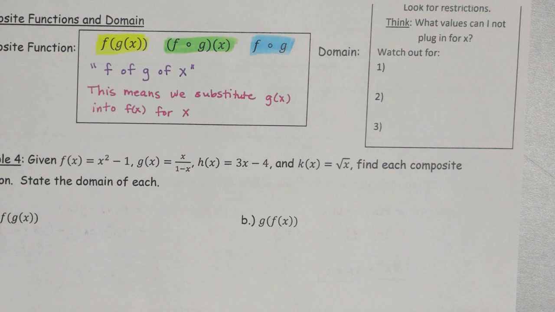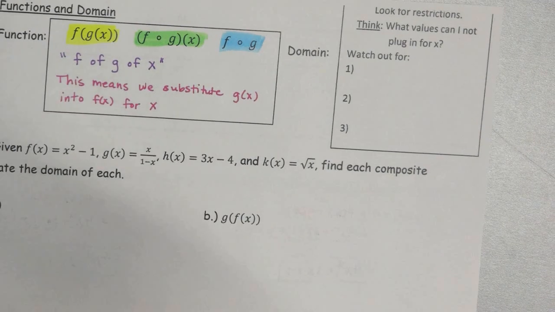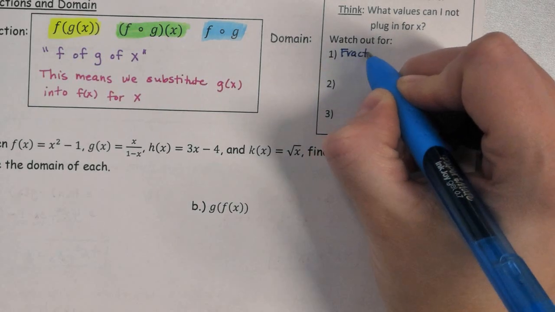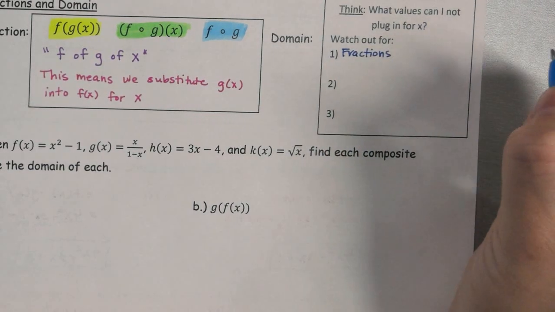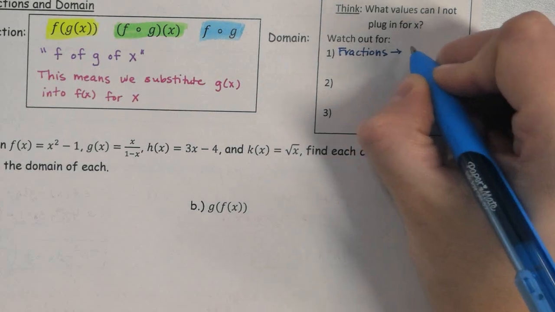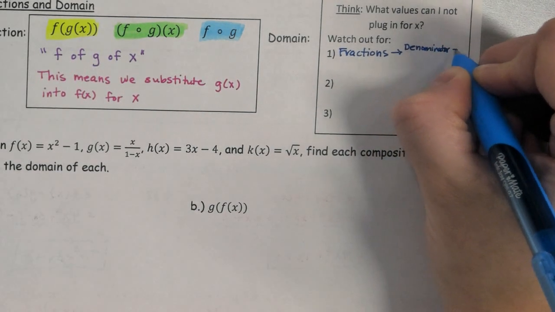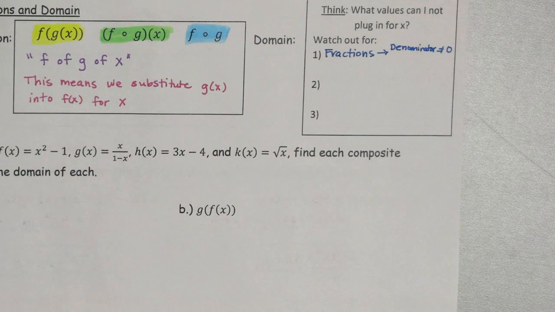We already talked about one of them on the front page, right? The fractions. Because if you have a fraction, what's the problem there? Yeah, in the denominator. So the first thing you have to watch out for are fractions, because the denominator cannot be 0.